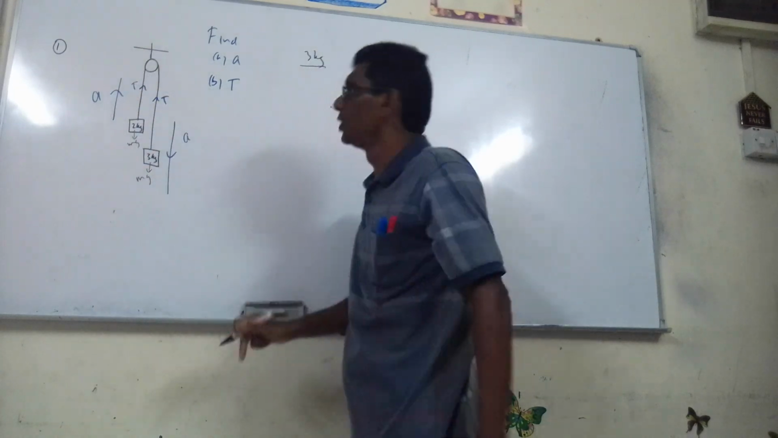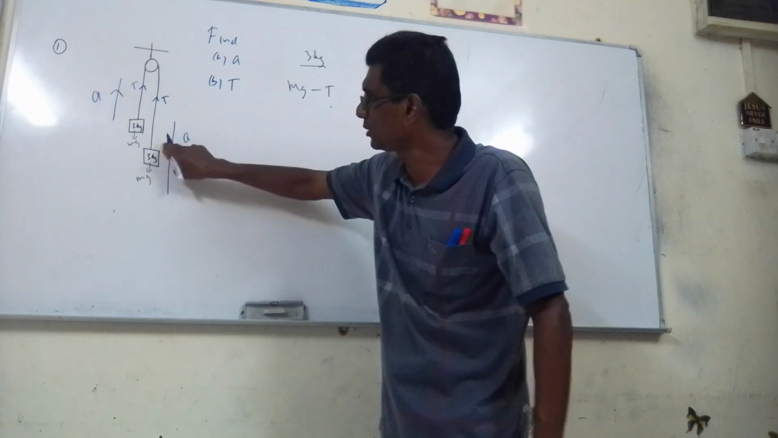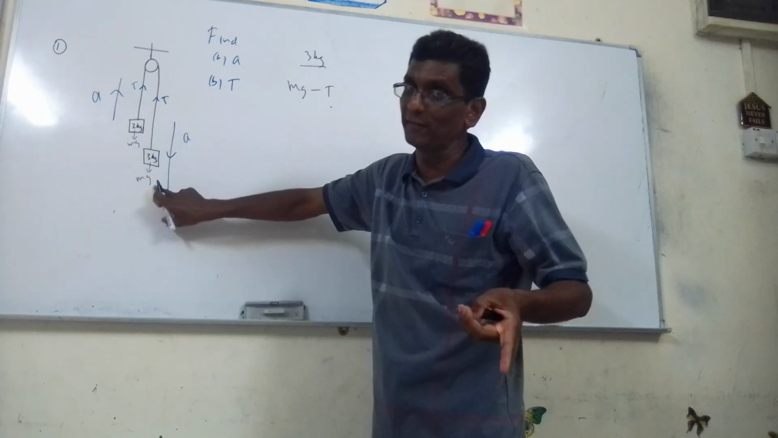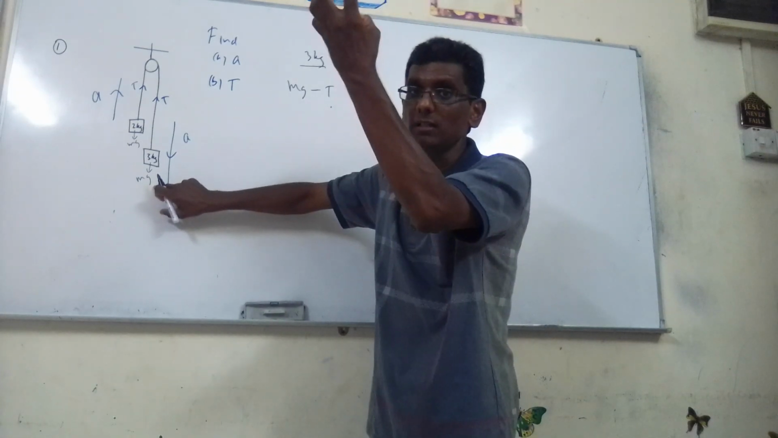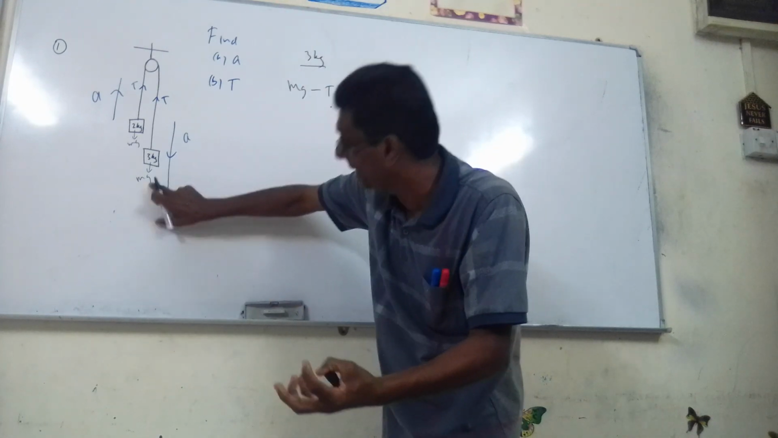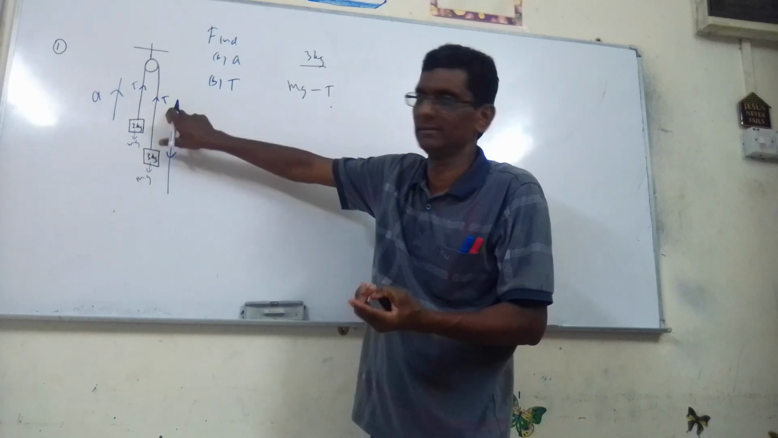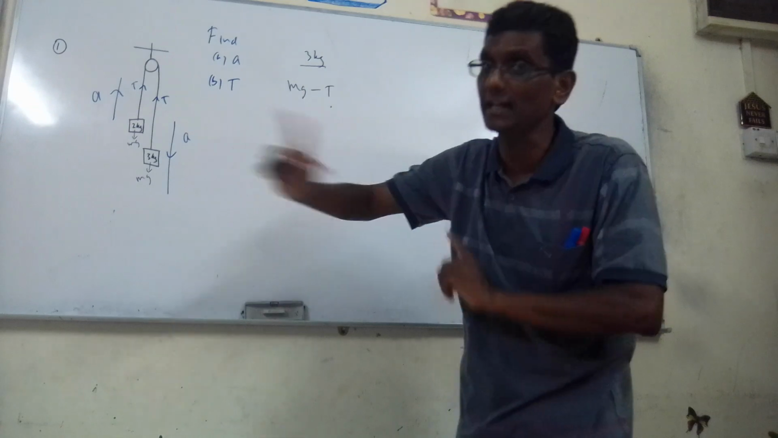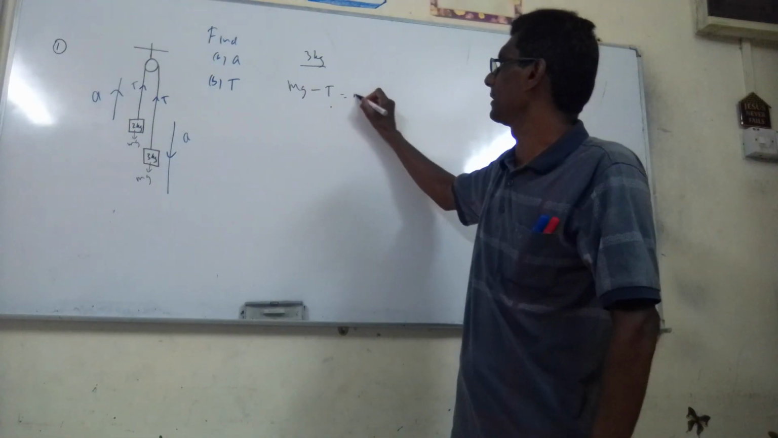That's called tension. So mg minus T, because these two forces act in different directions. But mg must be the greater force because the 3 kg object is coming down, so the weight pulling down must be bigger than T. Different direction forces must be subtracted, same direction must be added, equals to ma.